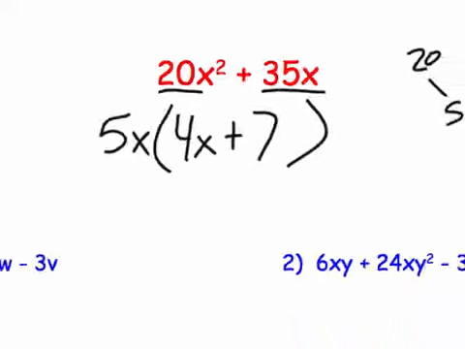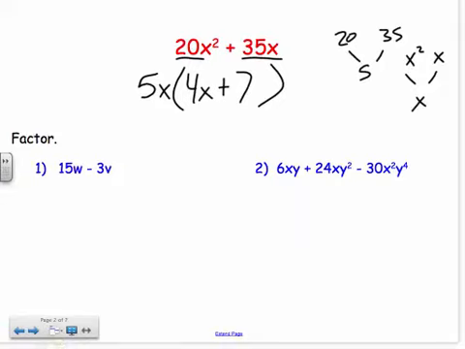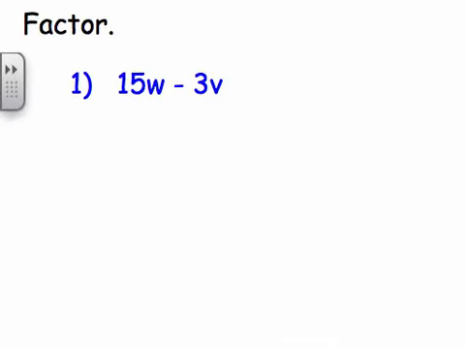Okay, so let's look at this first example. 15w minus 3v. So we want to find the common factor between the two, the greatest common factor actually, so we can factor that out. Well, if I notice 15 and 3, 3 is the greatest common factor between the two. And in this term I have a w, this term I have a v. Well, that's not common at all, so I can't pull either one of those out. Because if I factor something out, it has to be in every single term. So there's nothing else I can factor out.